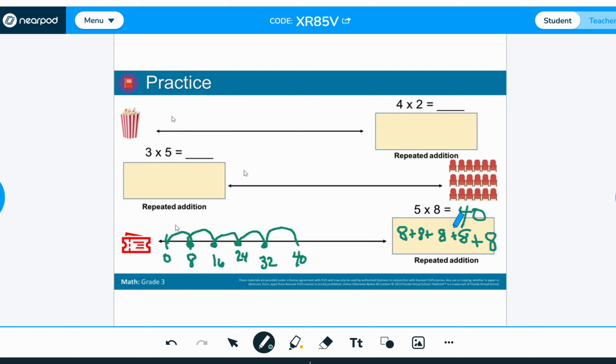Okay? I want you to try this on your whiteboard or your dry erase board with your Expo marker or in your math journal, and let's see how you do. So I want you to pause the recording. You're going to try 4 times 2 and 3 times 5. Then we're going to check ourselves, and you're going to come back and you're going to hit play. Okay? Here we go.